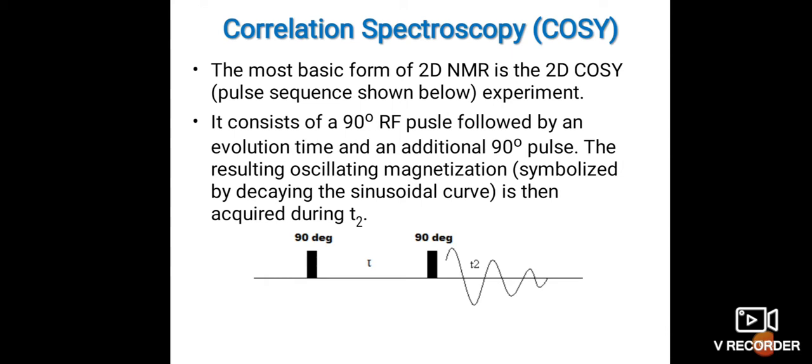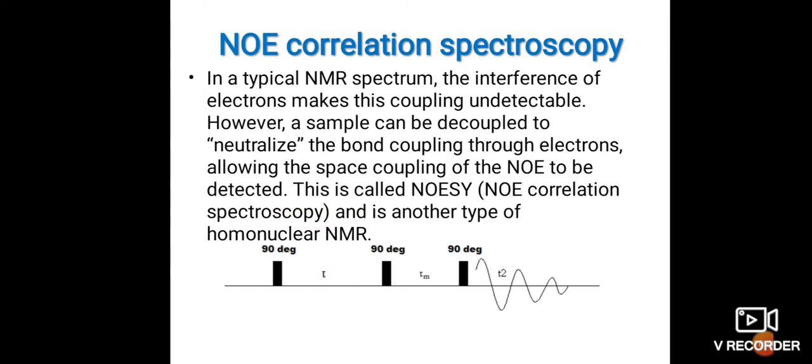The resulting oscillating magnetization is then acquired during T2, that is, the detection time. Then another one is NOESY, that is nuclear Overhauser effect spectroscopy. In NOESY, the interference of electrons makes this coupling undetectable generally, whenever the electrons interact with each other in NMR spectroscopy.